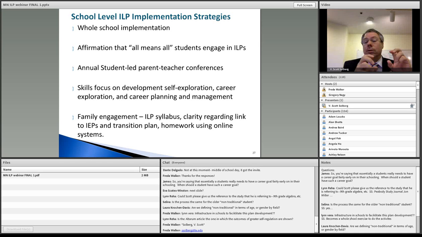So in the high school settings, what they've been doing is having an annual student-led parent-teacher conference where the ILP, the student gets up and talks about what they know about themselves, their skills, their values, their interests, the different career possibilities, and then what their plan is, both their long range and then their right now plans. What are they doing right now to prepare for those career opportunities, and what's their plan for the next year.